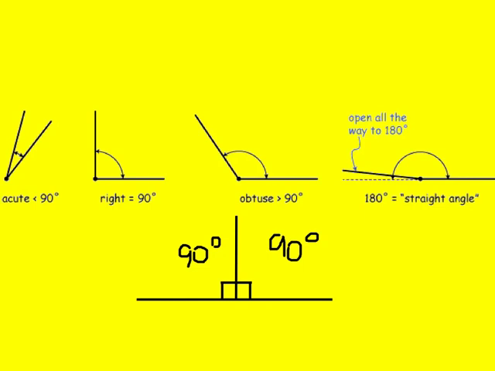And I've illustrated for you here below that straight line has 2 square corners. Each of those is 90 degrees. And so that's why we say the straight line is a 180-degree angle.